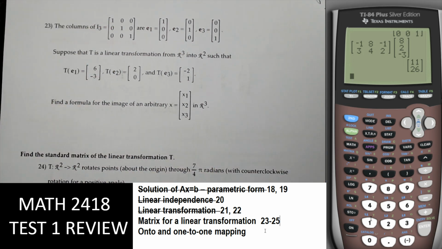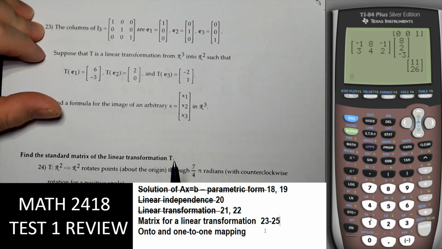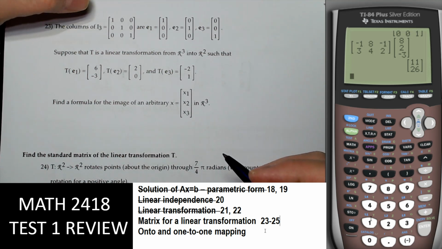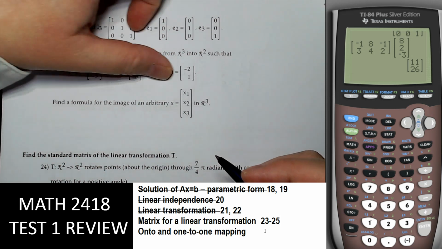There are a lot of things about transformation. The only thing we need to know is that whenever we're trying to find a transformation, we just need to know what happened to the columns of the identity matrix. So I'm looking for number 23 here. If we ask for the transformation, all we need to do is that.